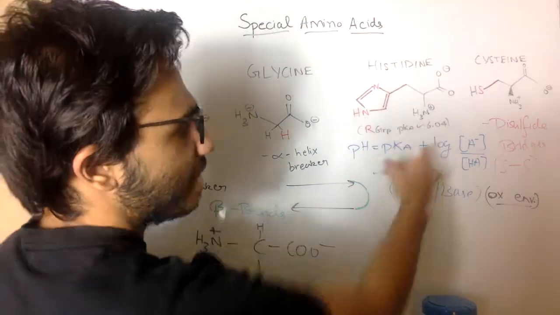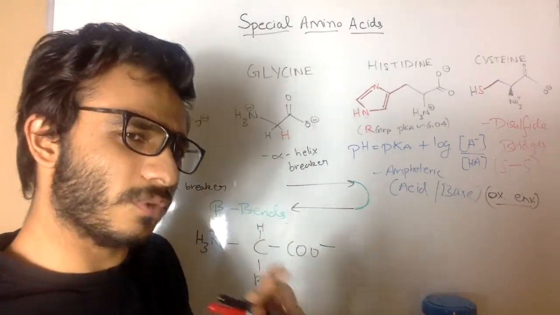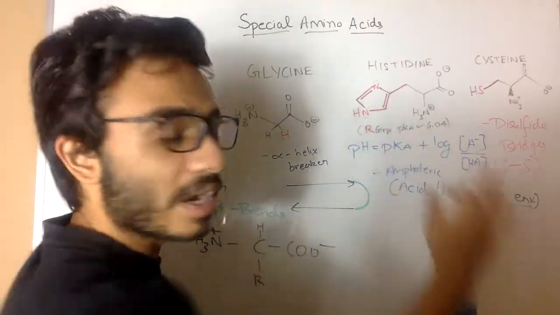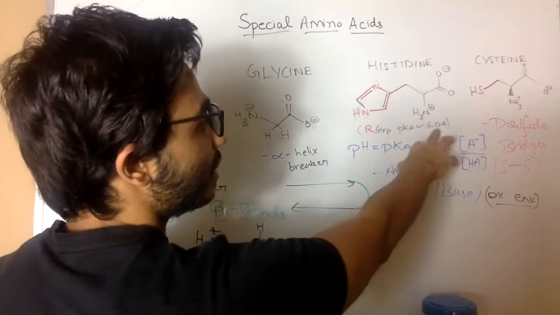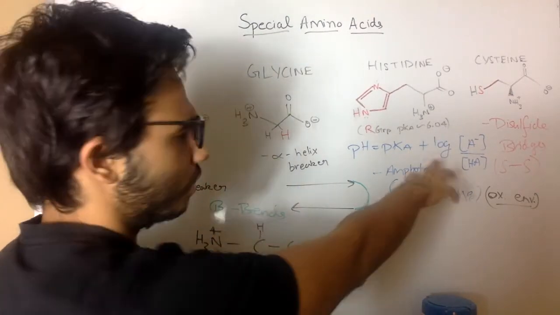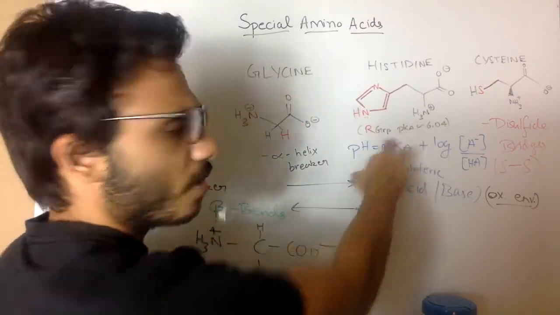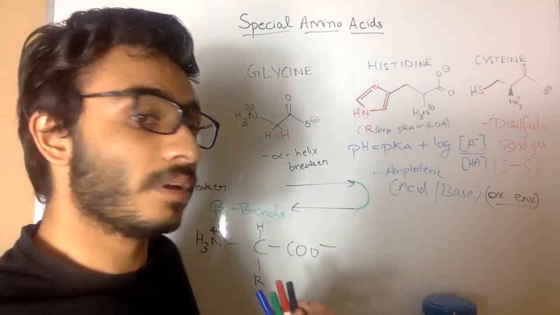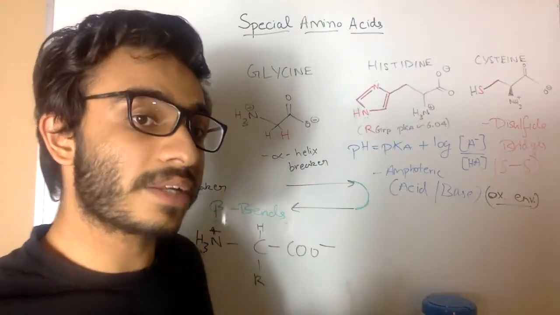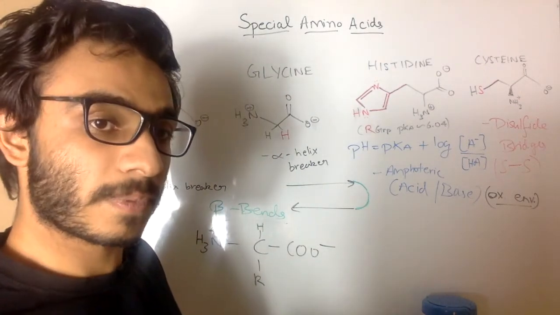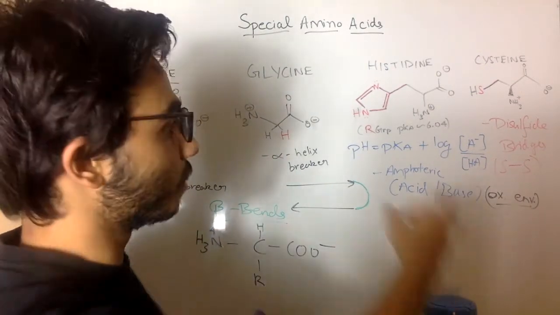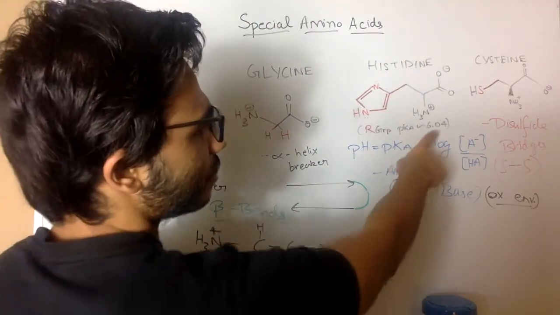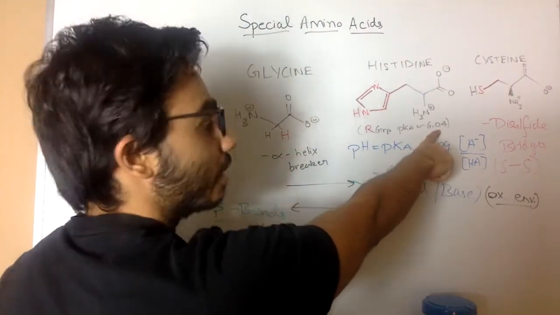And since histidine's pKa is so close to the normal physiological pH of 7 or 7.4, it can also act as an acid or a base. So any pH below this 6.04 value of its R group pKa, it will accept protons, it will be protonated. So in that case, it will be able to donate protons, right? So it will act as an acid. Histidine in that case will act as an acid if the pH is below its R group pKa of 6.04.